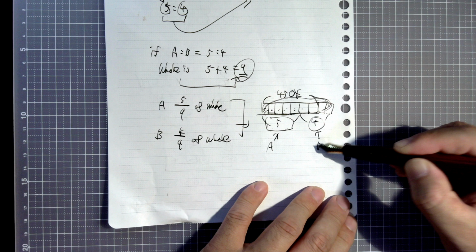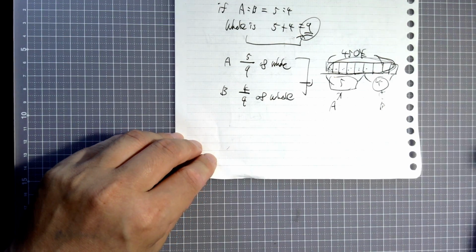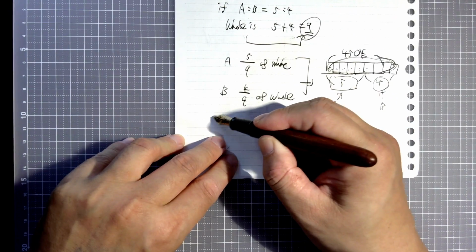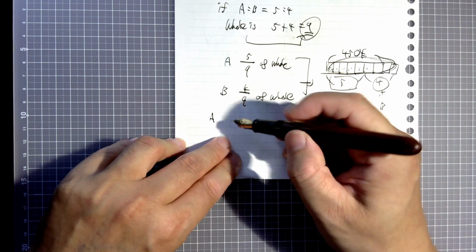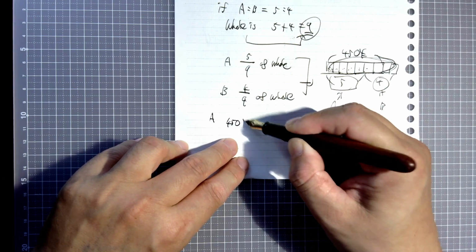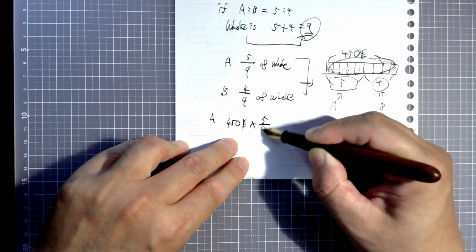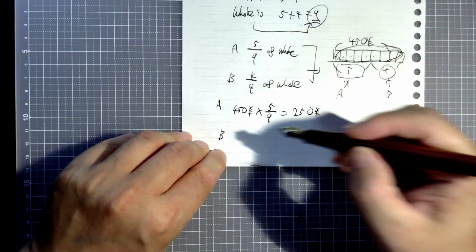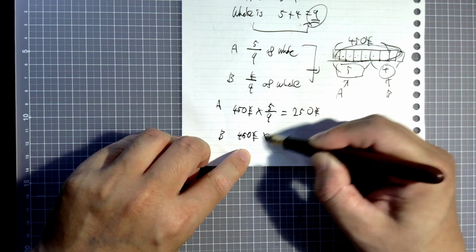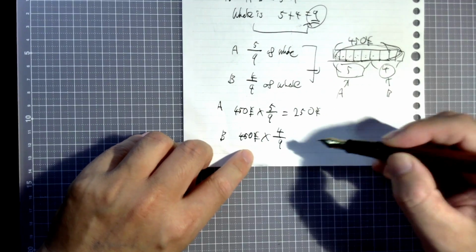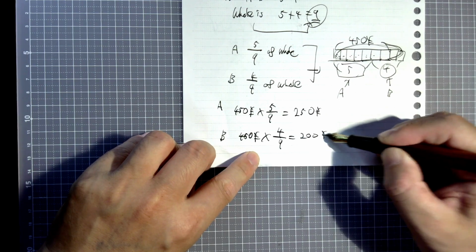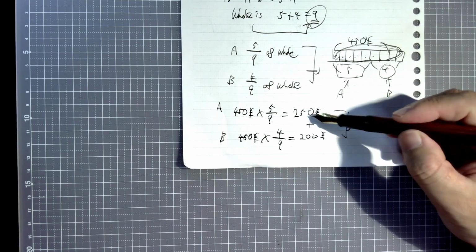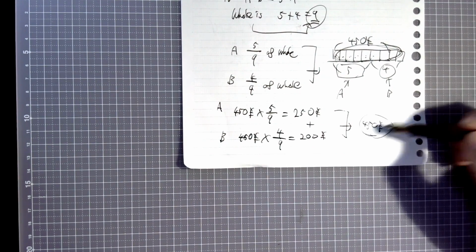Therefore, the calculation should be like this. The amount Mr. A paid is 450 yen times 5 ninths, which equals 250 yen, while B paid 450, which is the whole, times 4 ninths, which equals 200 yen. If you sum up 250 and 200, you get 450, right? So this is the same as the whole.